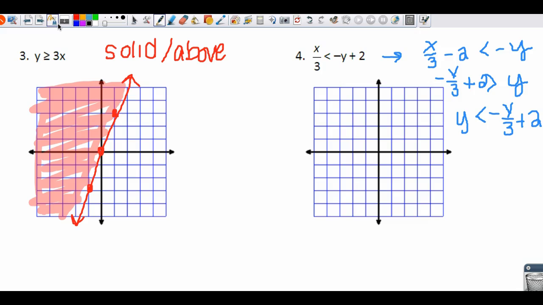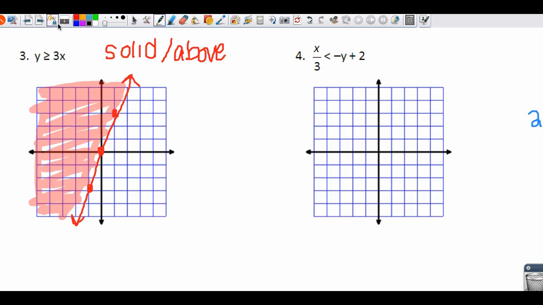Instead of dividing by -1, you could have also, which I think some of us might have done, which is totally fine as well, you could have added your y to the other side and then subtracted your x. And what you'll see is you still get the same thing. Now you just don't have to worry so much about the y being on the wrong side or rearranging your terms. Yes?